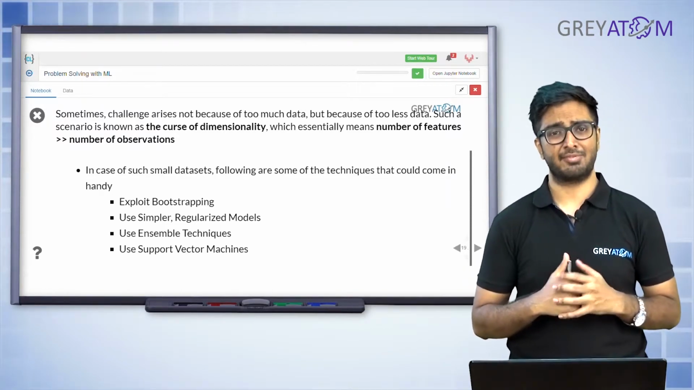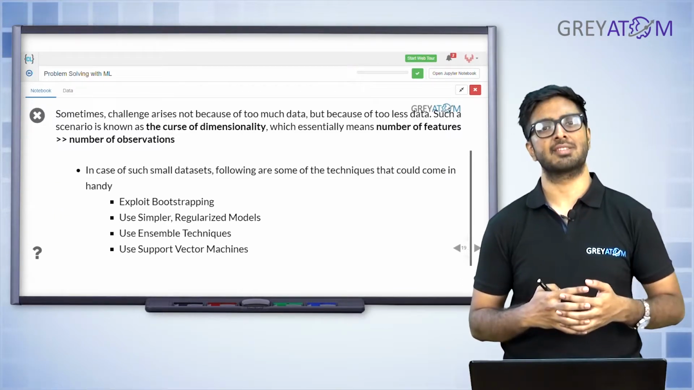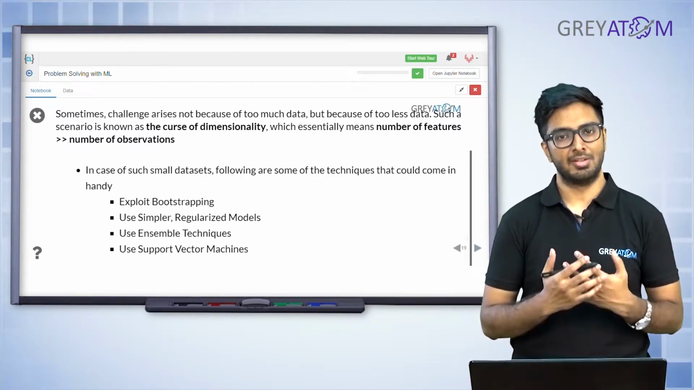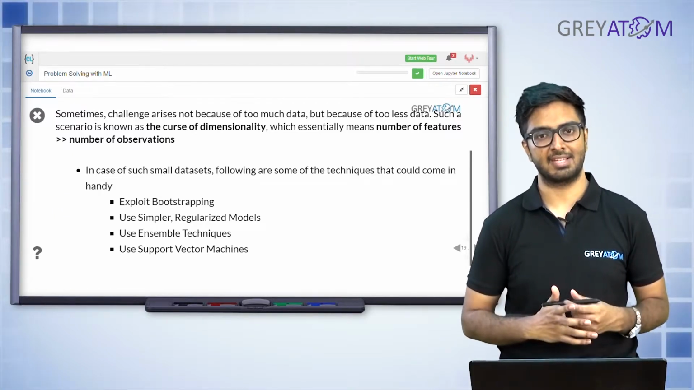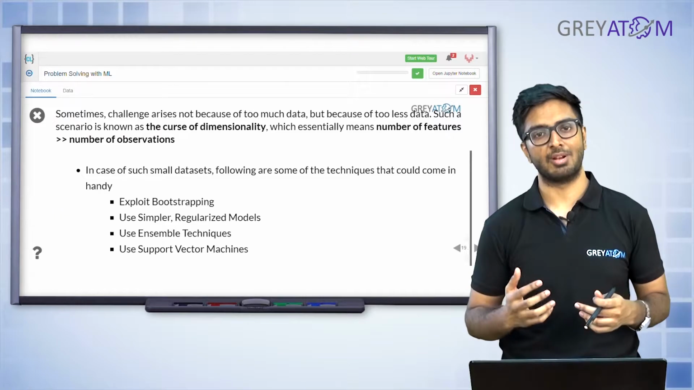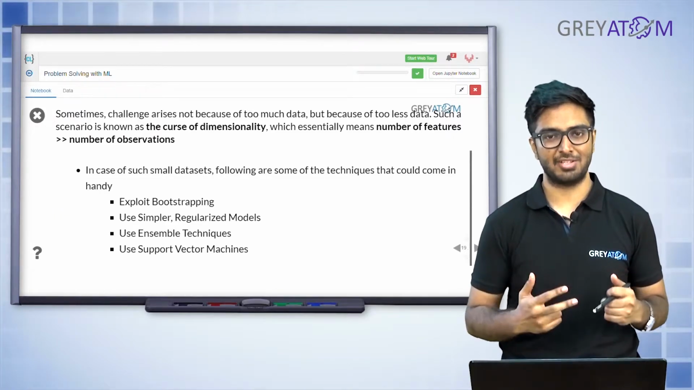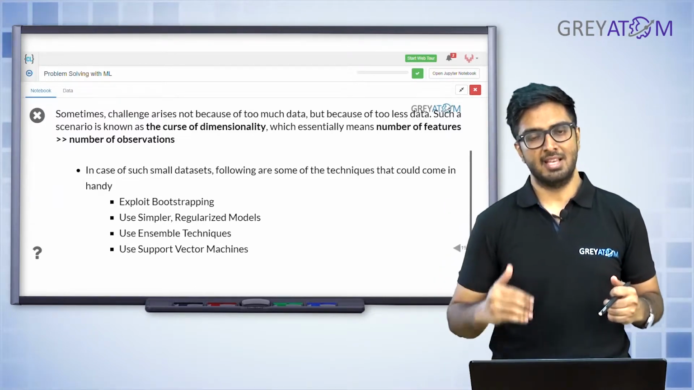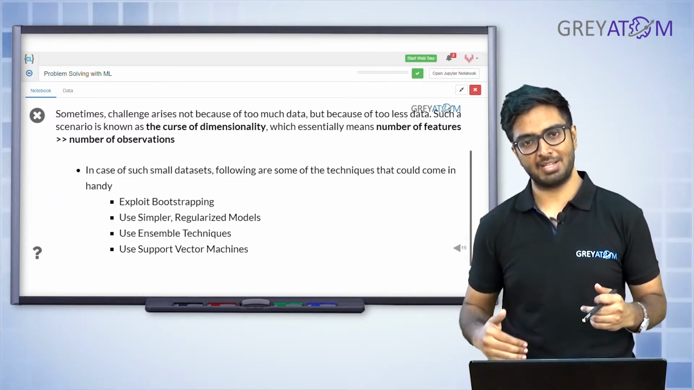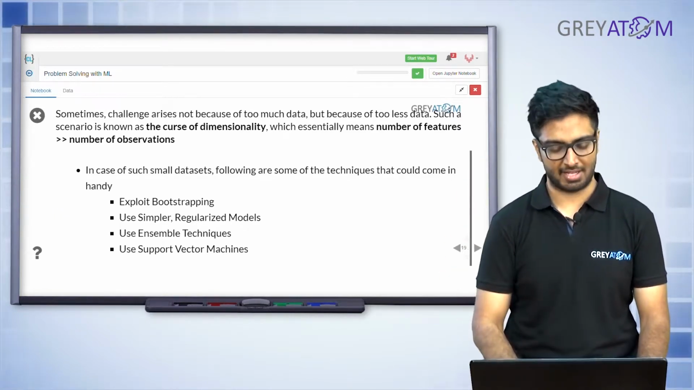And obviously there's the fourth technique, which is to use support vector machines, which I'm sure you might be going through in the class. If not, go and Google that out and you would be able to learn about support vector machines. Those are more effective techniques to deal with a small data set. But at least two things I'm very sure you have picked up from here: exploit bootstrapping, which is randomly sampling points and repeating them, and use simpler regularized models. You have seen both of them in action today.